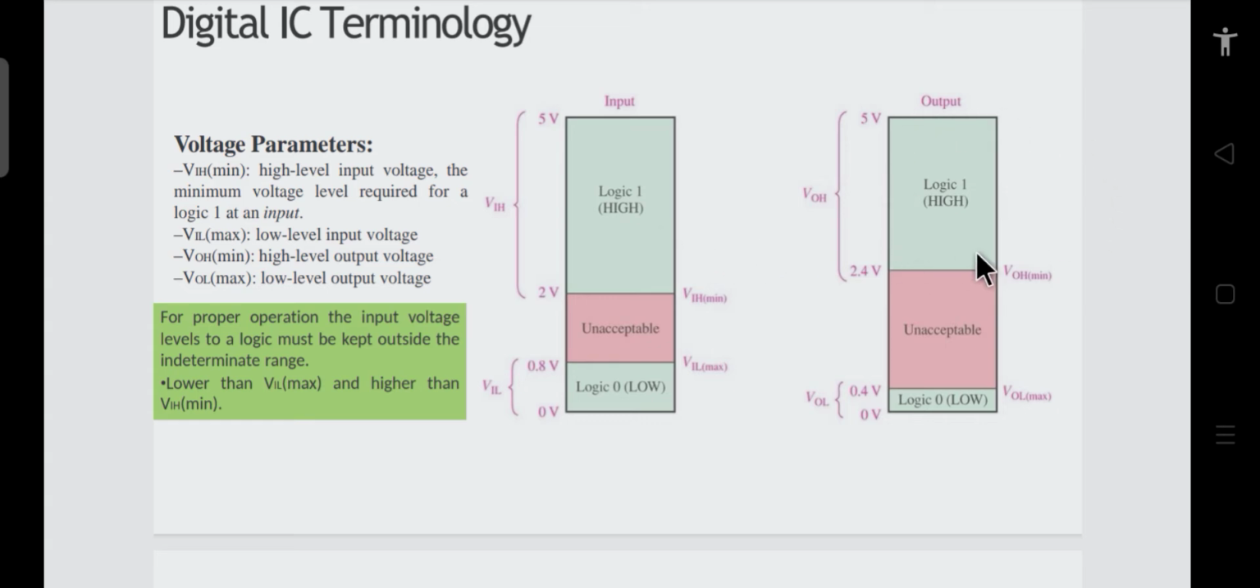Similarly, you can define them on the output side. Like on the input side, the voltage range is from 5 volts to 2 volts, so the voltage range is 3 volts.